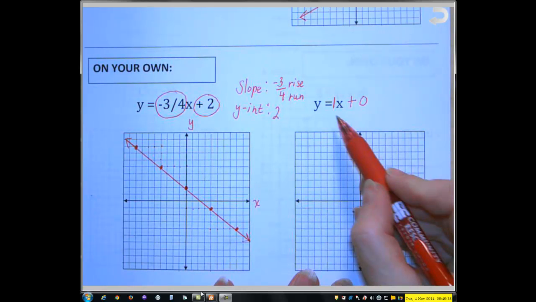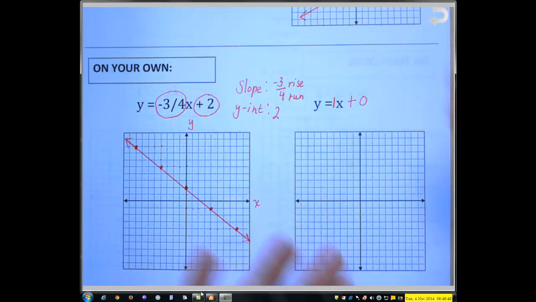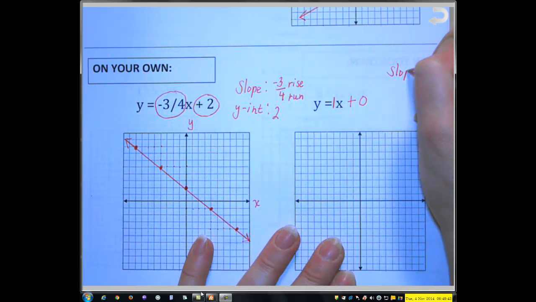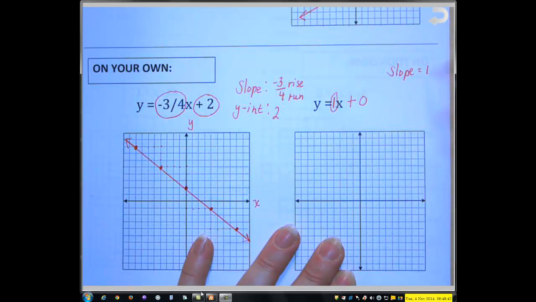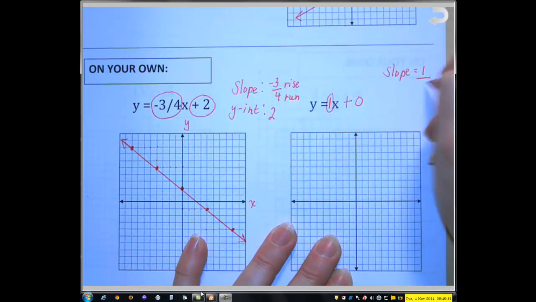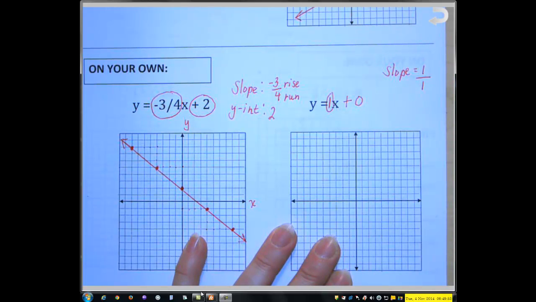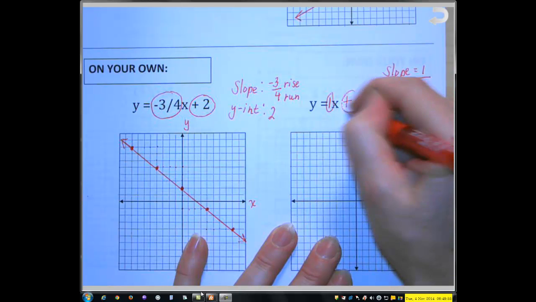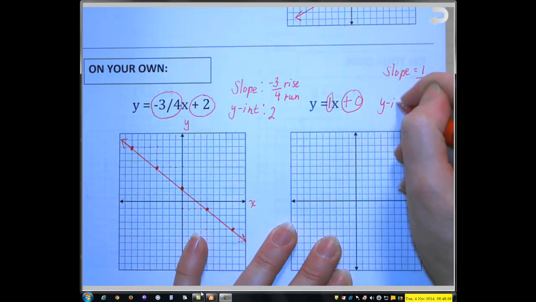So our slope is going to be the number in front of x. So our slope is going to be 1, and we need to write our slope as a fraction so that we have a rise over a run, so we'll put a 1 on the bottom. Our y-intercept is going to be 0.